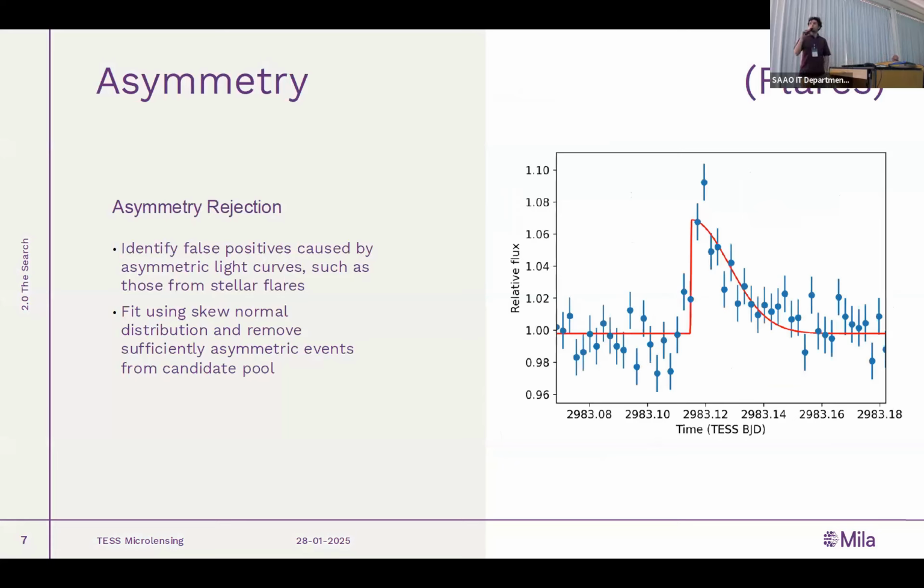The other feature of the pipeline that I want to mention that happens at the flux level is an asymmetry cut. This is to rule out anything that's not symmetric, because we expect most of these short duration events to be symmetric. In the back of our heads, we're imagining that this will kill off the majority of flare type events. This is done in practice by fitting a skew normal distribution and removing anything that doesn't have sufficient symmetry.